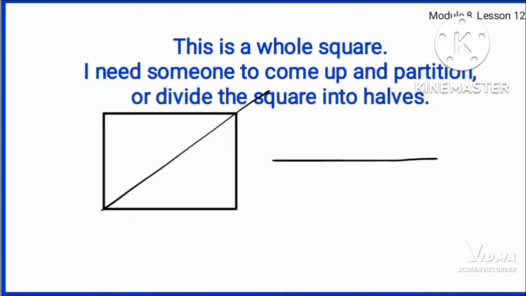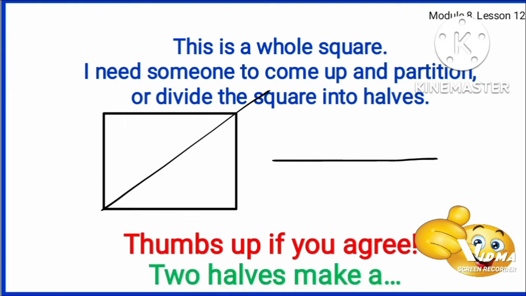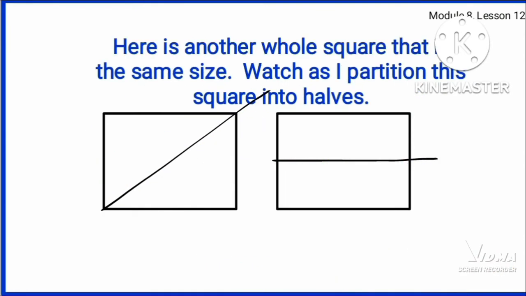Alright, here is a square, a whole square. I've partitioned this square for you. I use a diagonal line to divide it into halves. Does it not make halves for you? And then you agree it's half. Two halves make what? A whole. Yes, that is true.